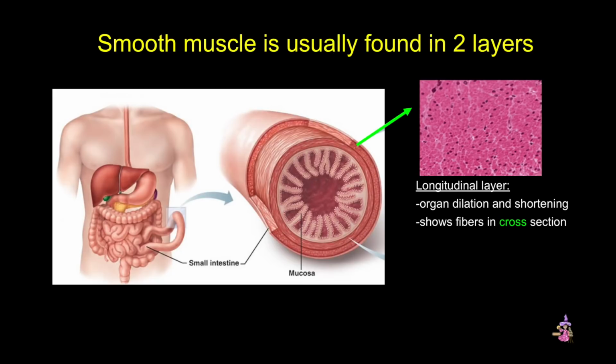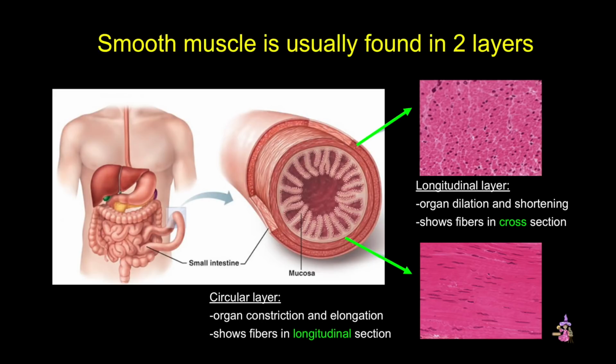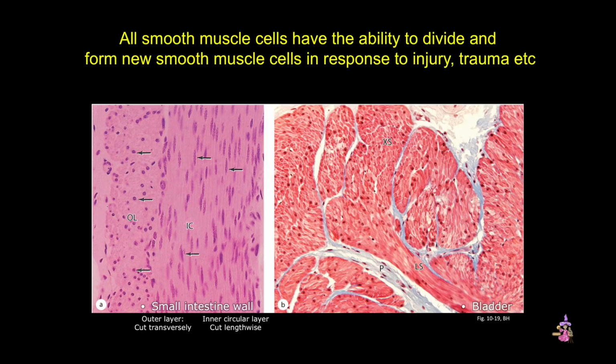Sometimes this can be a bit counterintuitive, but if you refer back to the second image, the cartoon, you can see the longitudinal fibers on the outside wrapping the intestine. But you can also see that in this plane of section, not every nucleus is visible in every muscle fiber, and sometimes this makes it harder to identify. The inner layer is the circular layer, which controls organ constriction and elongation. Here we see fibers in longitudinal section, again a little counterintuitive, but here you can also see the shape of those corkscrew nuclei. Now, like skeletal muscle, smooth muscle can regenerate.